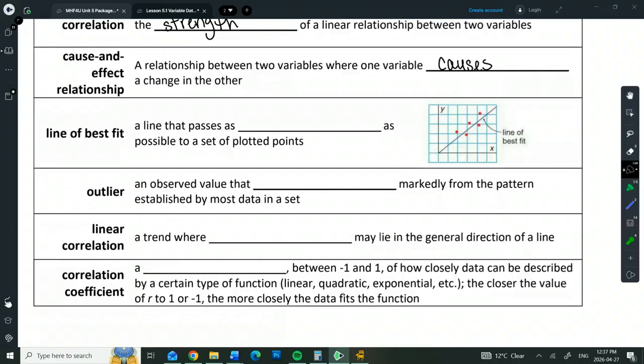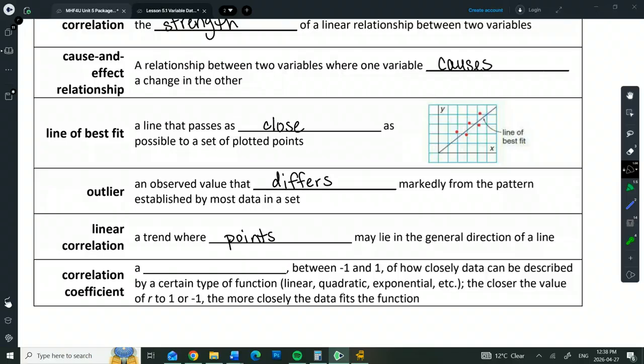Line of best fit, a line that passes as close as possible to the set of plotted points. Okay, and then outlier, an observed value that differs markedly from the pattern established by most data in the set. Okay, and then linear correlation, a trend where points may lie in the general direction of a line.